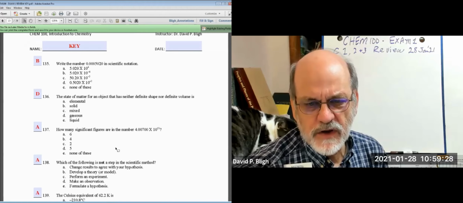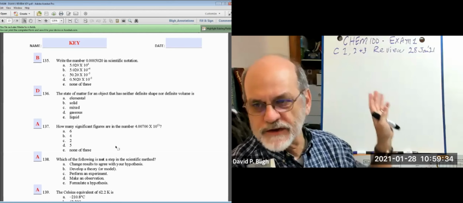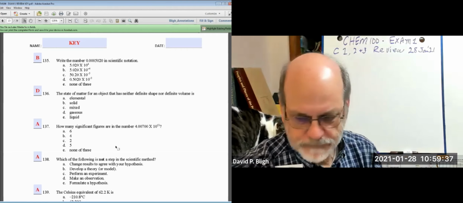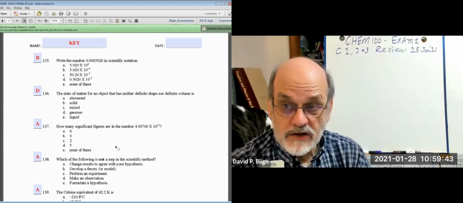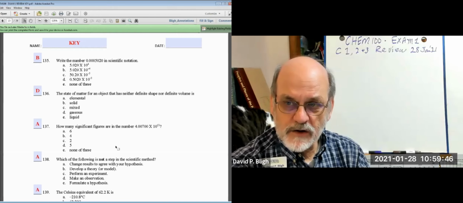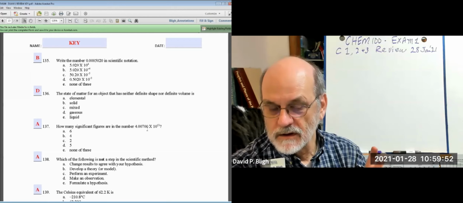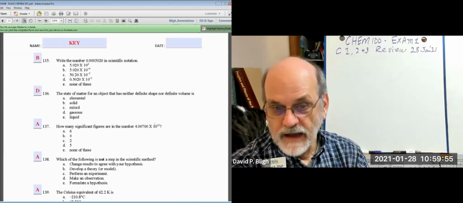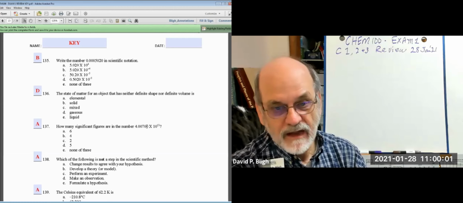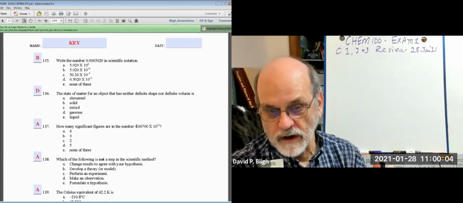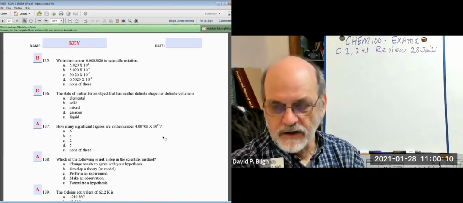How many significant figures are in the number here? I won't even have to put this one on the board. 137. When you have a number that's written in scientific notation, the number of significant figures can be determined from the coefficient. So 4.00700 times 10 to the 13th. It doesn't matter what 10 to the 13th is. It could have been 10 to the minus 13th, and it would still be the same number of significant figures. 1, 2, 3, 4, 5, 6. 6 significant figures. Right. So you can do that one in 5 seconds.